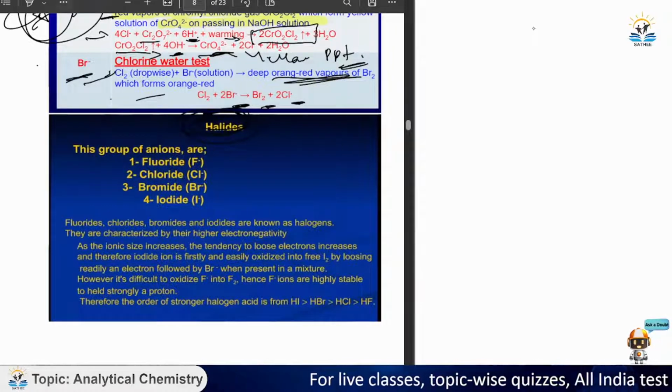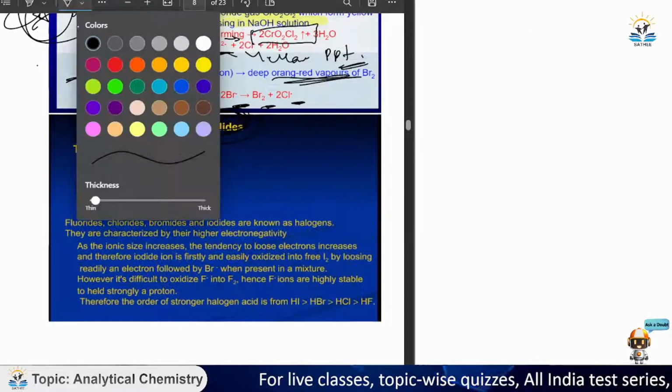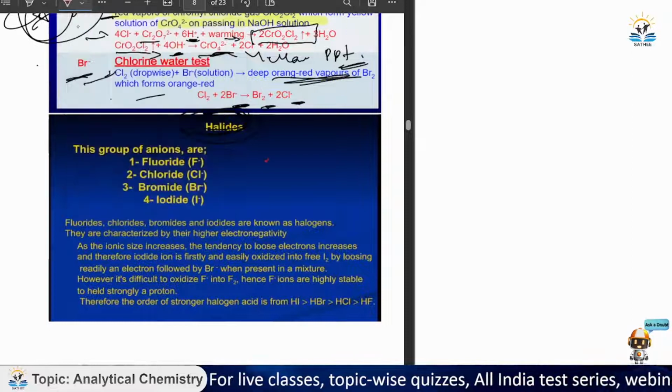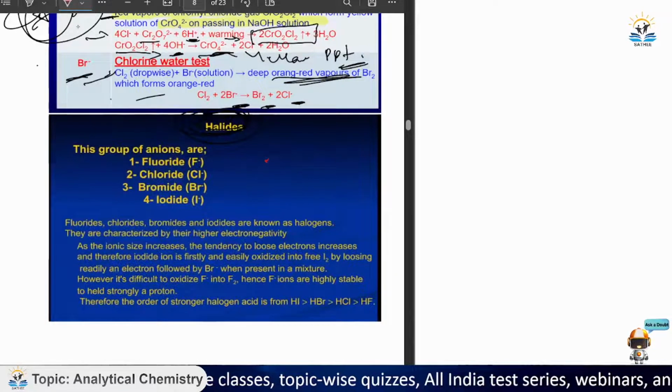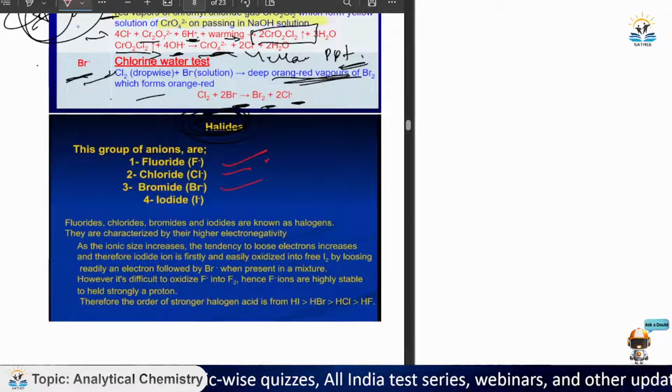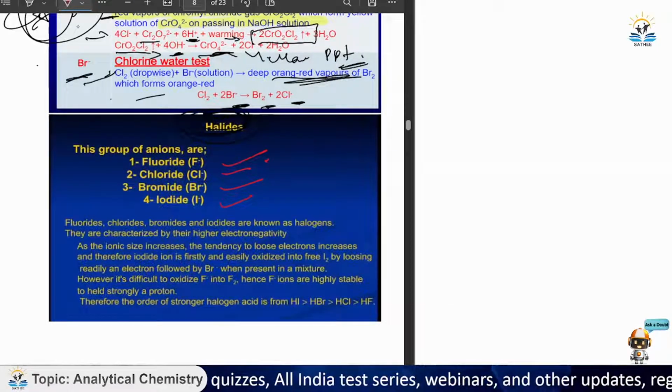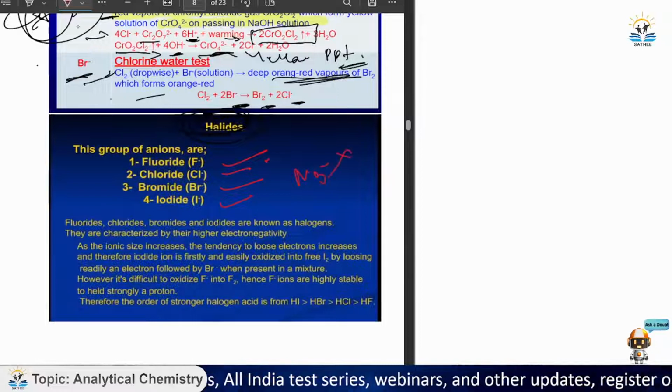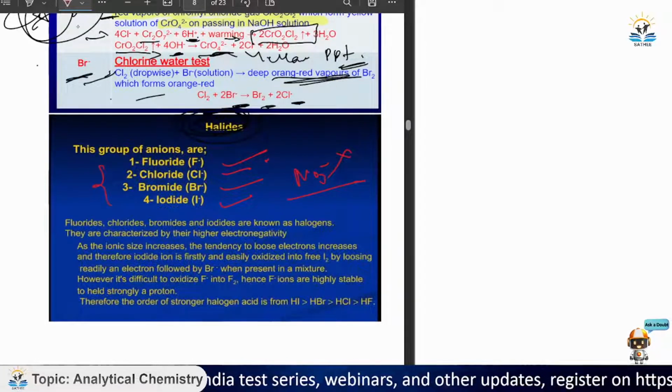Okay, today this color is not good. Okay, red is always better. This group contains fluoride, chloride, bromide, and iodide. Not NO3 minus, NO3 minus is not included. Only halides we are talking about.